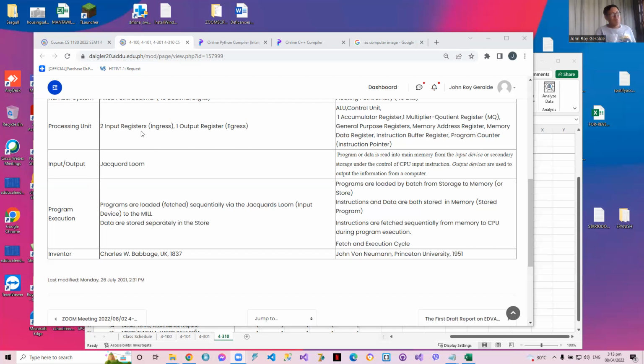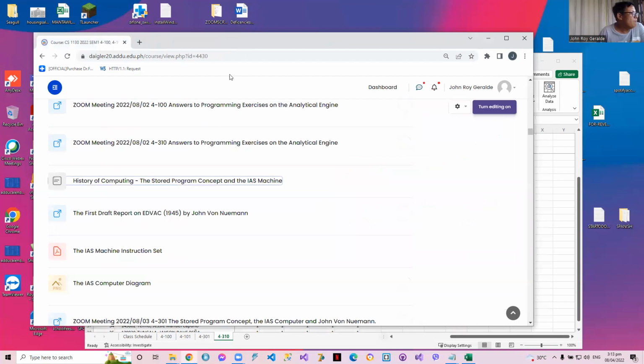Okay. Any questions? I hope you understand the stored program concept, because that's what we will be using from then on. Okay.